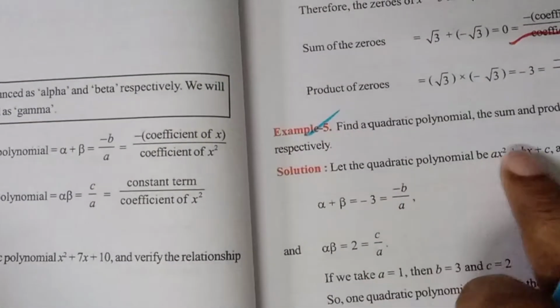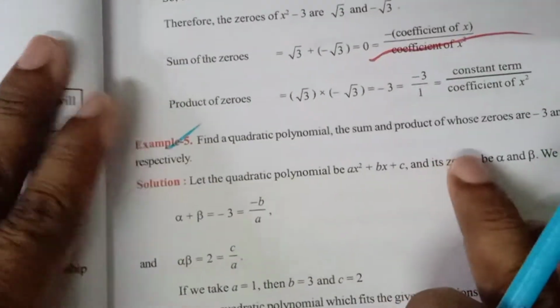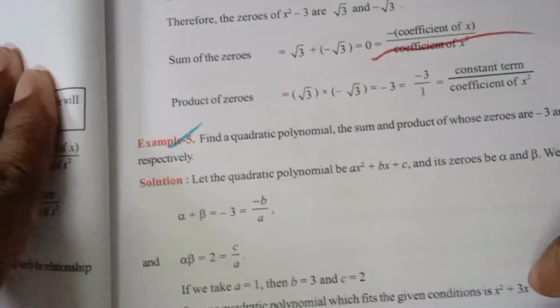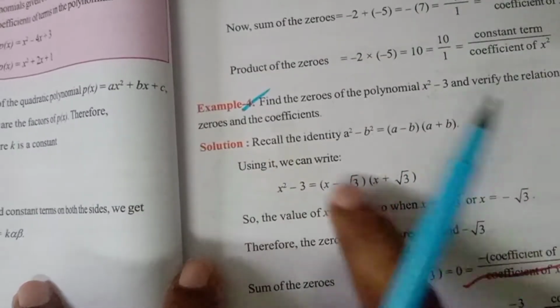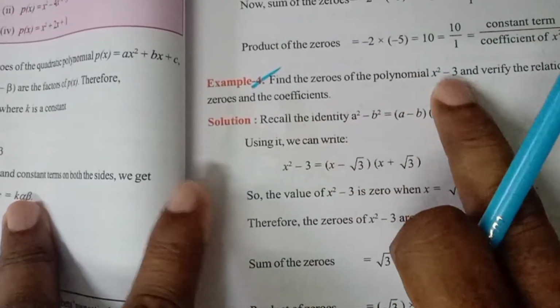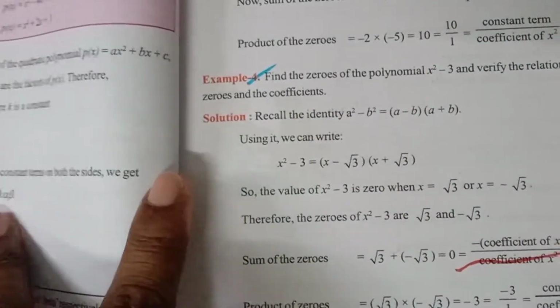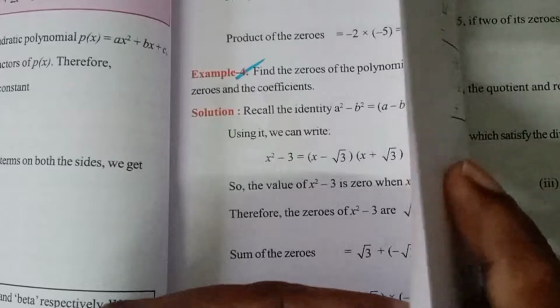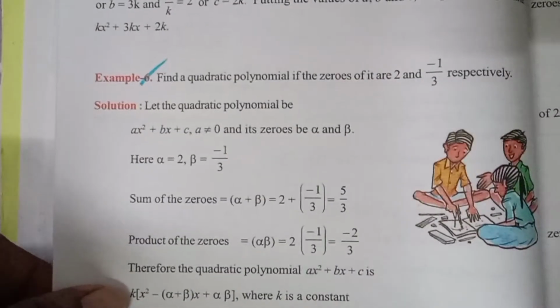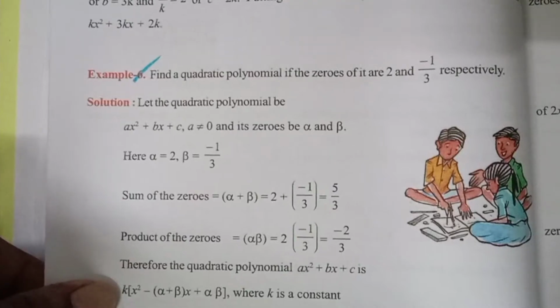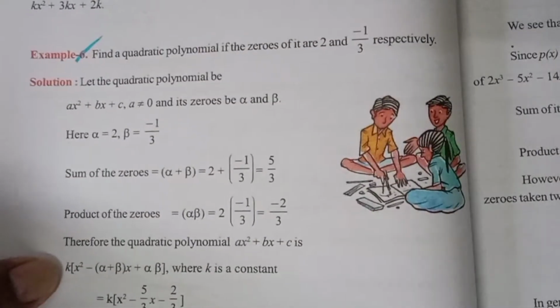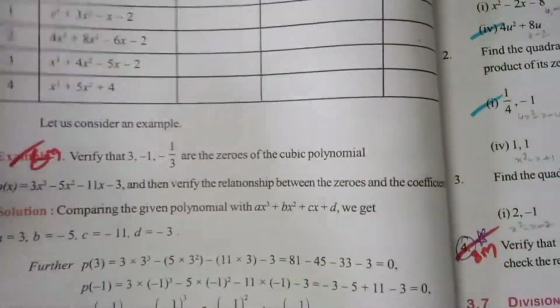Next, find the quadratic polynomial when the sum and the product of zeros are given as minus 3 and 2. Above that, a problem is given: zero of the polynomial x square minus 3, and verify the relation. That is also an important question. Next, find the quadratic polynomial if the zeros of it are 2 and minus 1 by 3. That is also an important model.